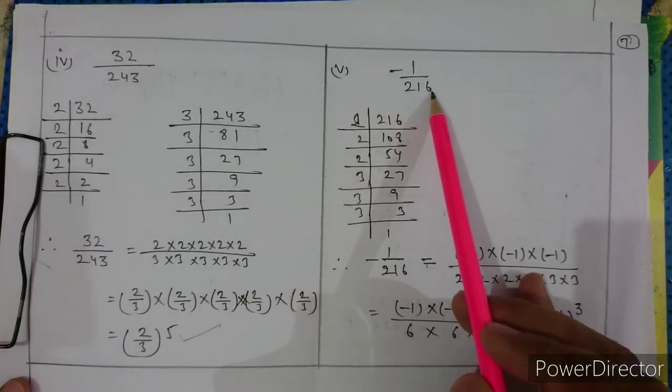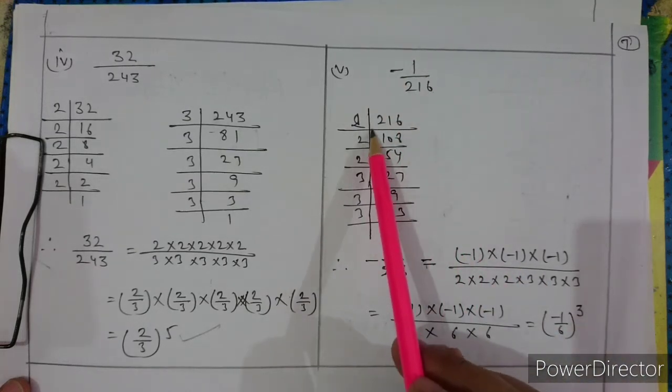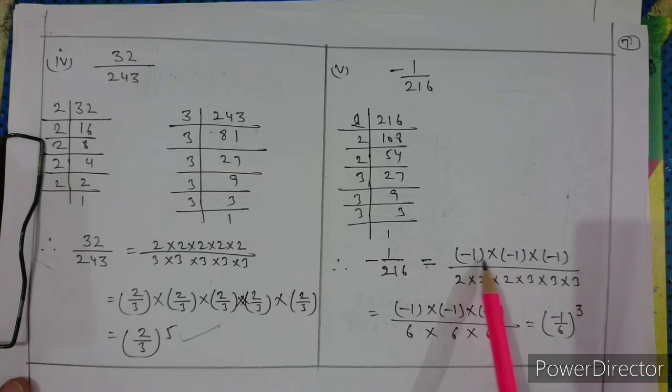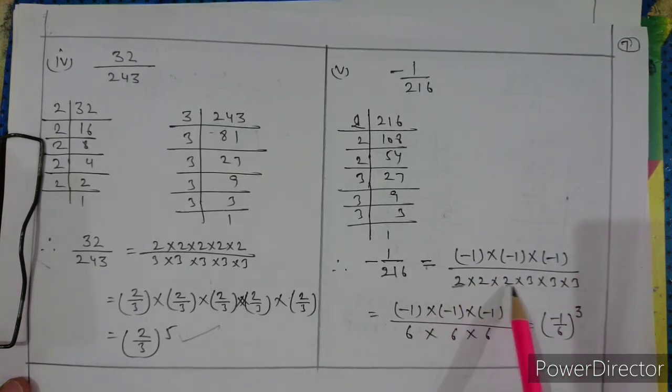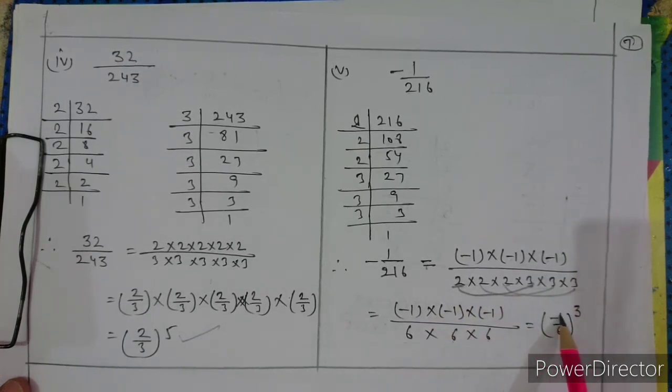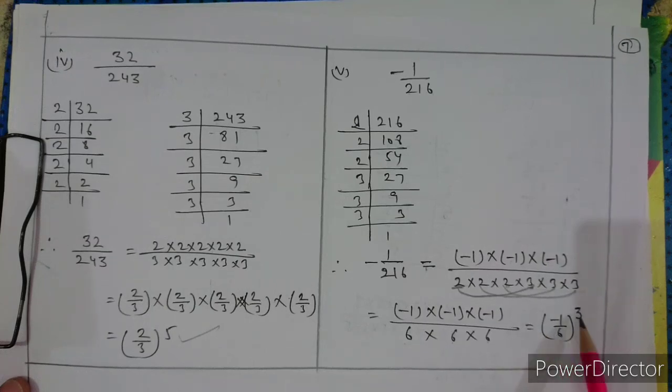Minus 1 upon 216, this we will get as minus 1, minus 1, minus 1 and this. So we will make the grouping here, 2 and 3, 2 and 3, 2 and 3. So we will get 6, 6, 6. So minus 1 upon 6 raised to the power 3.